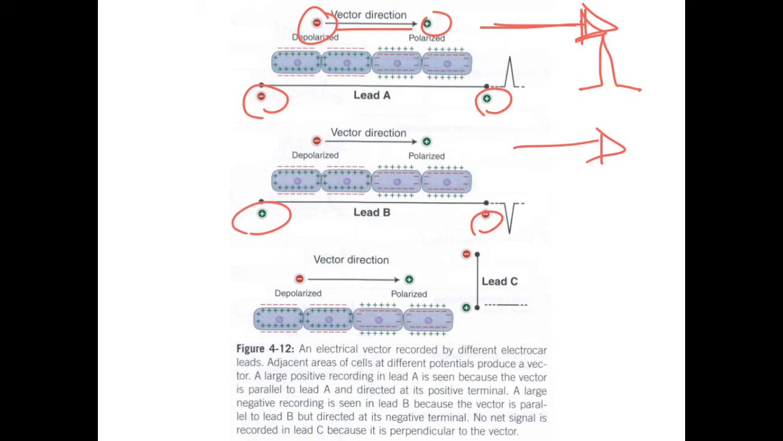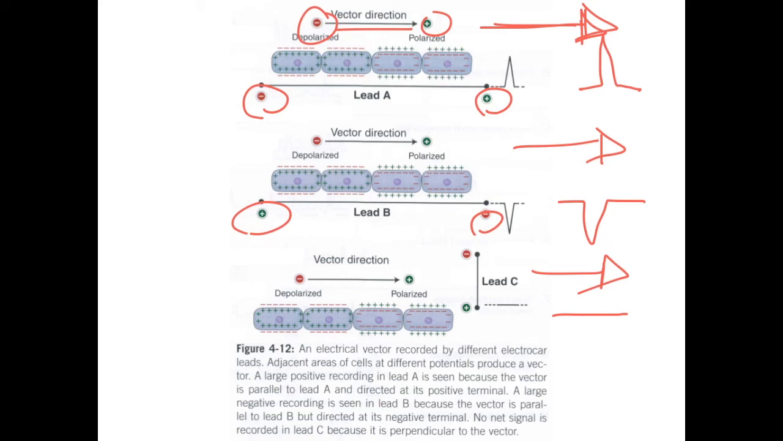Then on your ECG tracing, you're going to get a negative deflection on your paper, because the electrical activity is going opposite to where lead B has the negative and the positive signs. Okay, let's look at lead C. Now lead C, let's say, is perpendicular to where the electrical activity is going. Because it's perpendicular, lead C is not going to pick up any electrical activity going in this direction, and on the ECG tracing you'll just have a horizontal line.